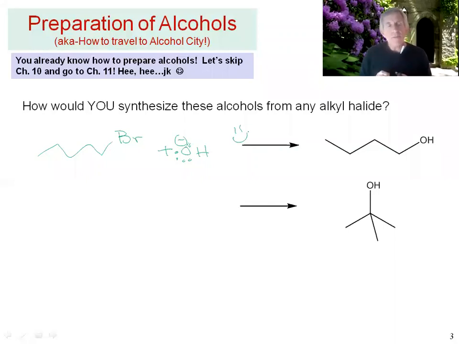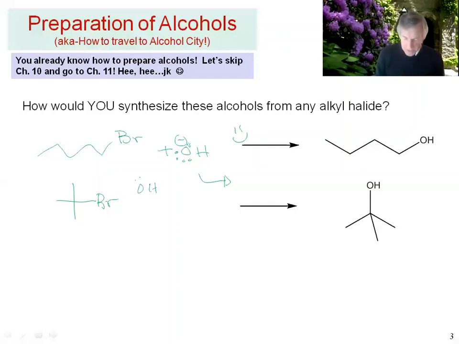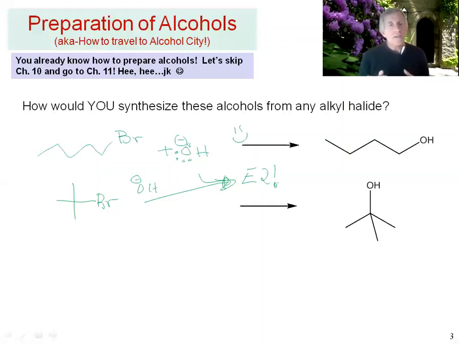Could I do the same thing for the tertiary alcohol? If I were to try to add OH minus to this starting material, t-butyl bromide, the OH minus in this process would be a disaster, right? This would do E2. Too bulky to do an SN2 reaction. So an elimination would take place with this strong base. So let's not do this.